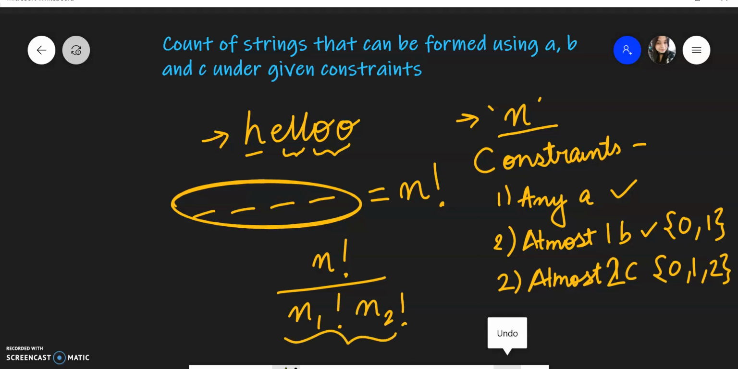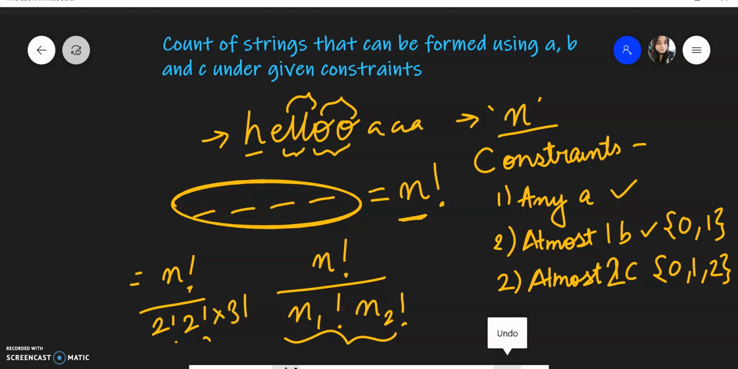So what is this n1, n2? Whatever characters are repeating in this. For example, L and O are repeating in this, so it will be n factorial divided by 2 factorial into 2 factorial. So you need to divide the total n factorial combinations by the factorial of the counts of whatever the repeated characters are. For example, if this contains a 3 times, then you need to divide it by 3 factorial, and this n is the total number of characters. So we'll use the simple formula.